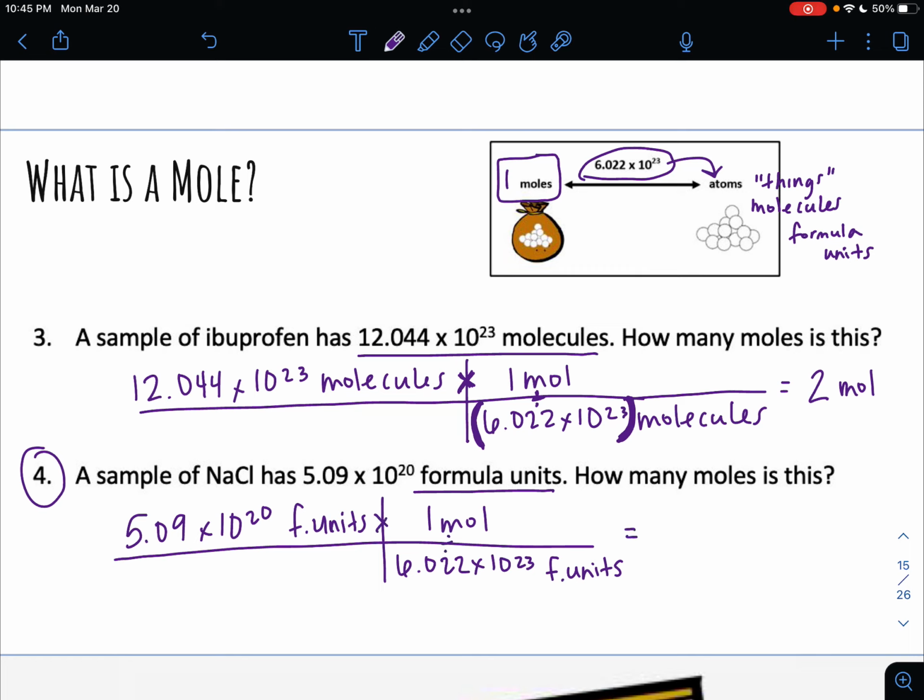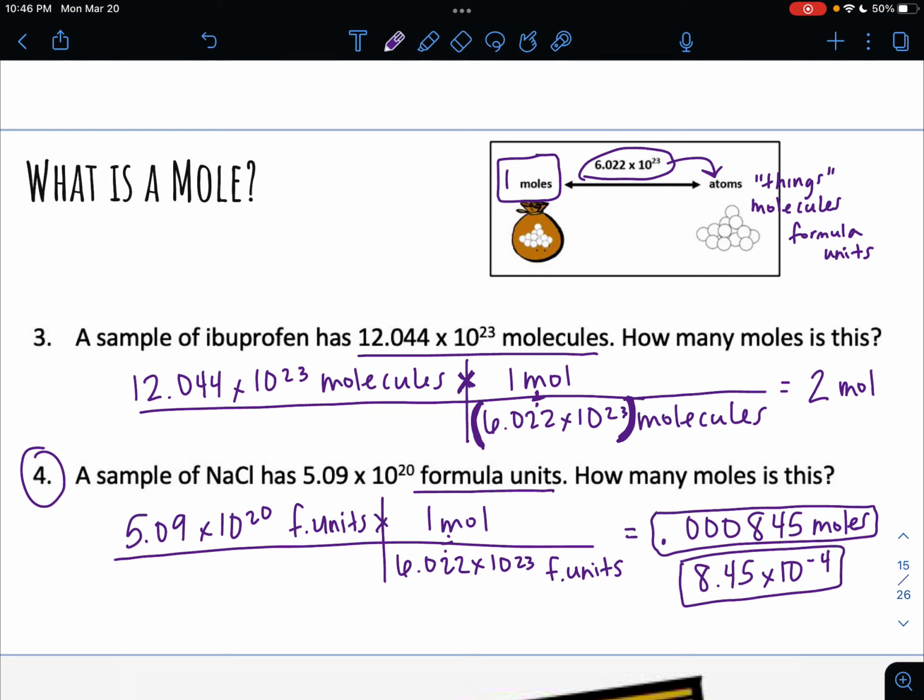So now I'm going to multiply the top, divide by the bottom. And I get something like 0.000845. Or you could have put it in scientific notation if your calculator does this. Okay, so something like that. Either this number is what you got, or this number is what you got. Same number, just a different way to write it.